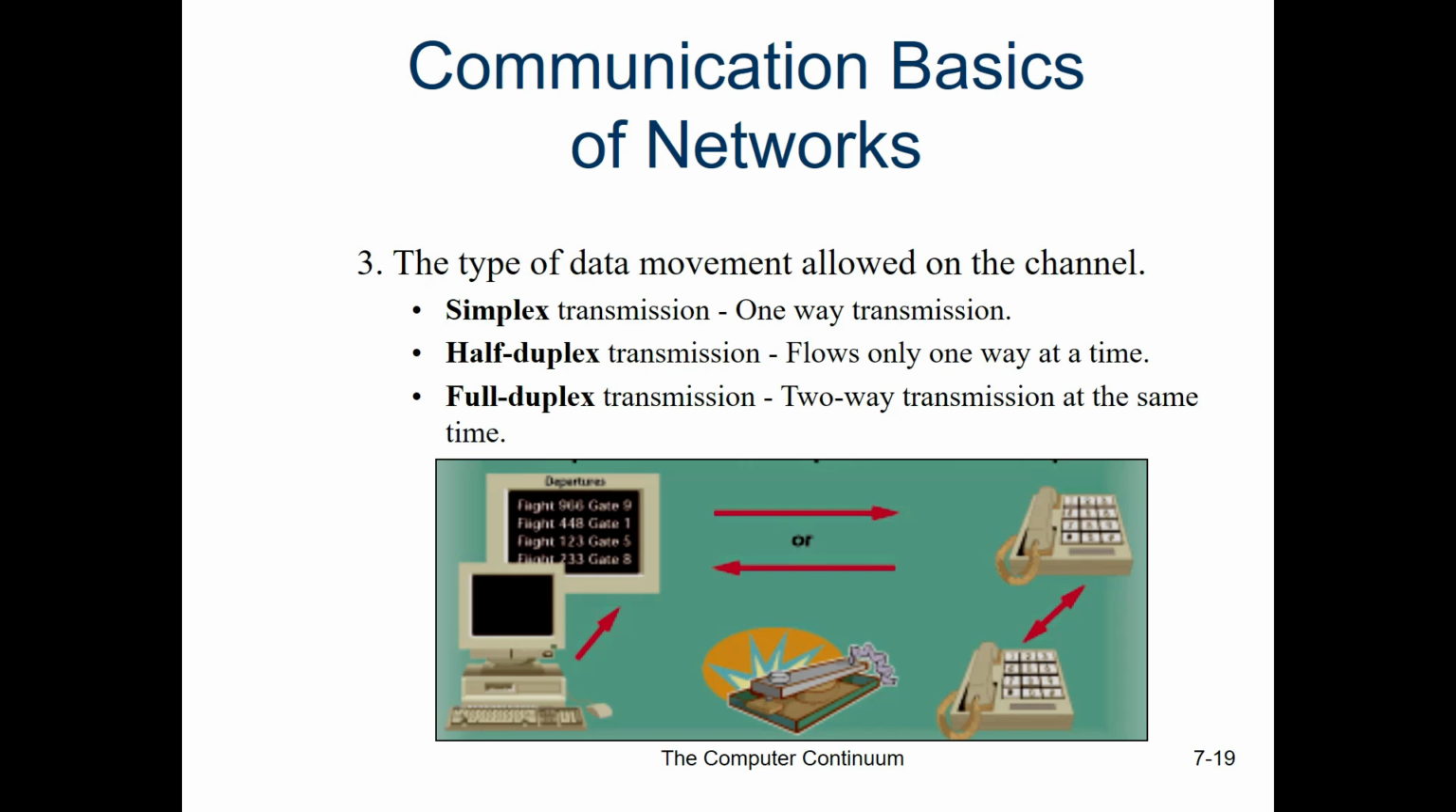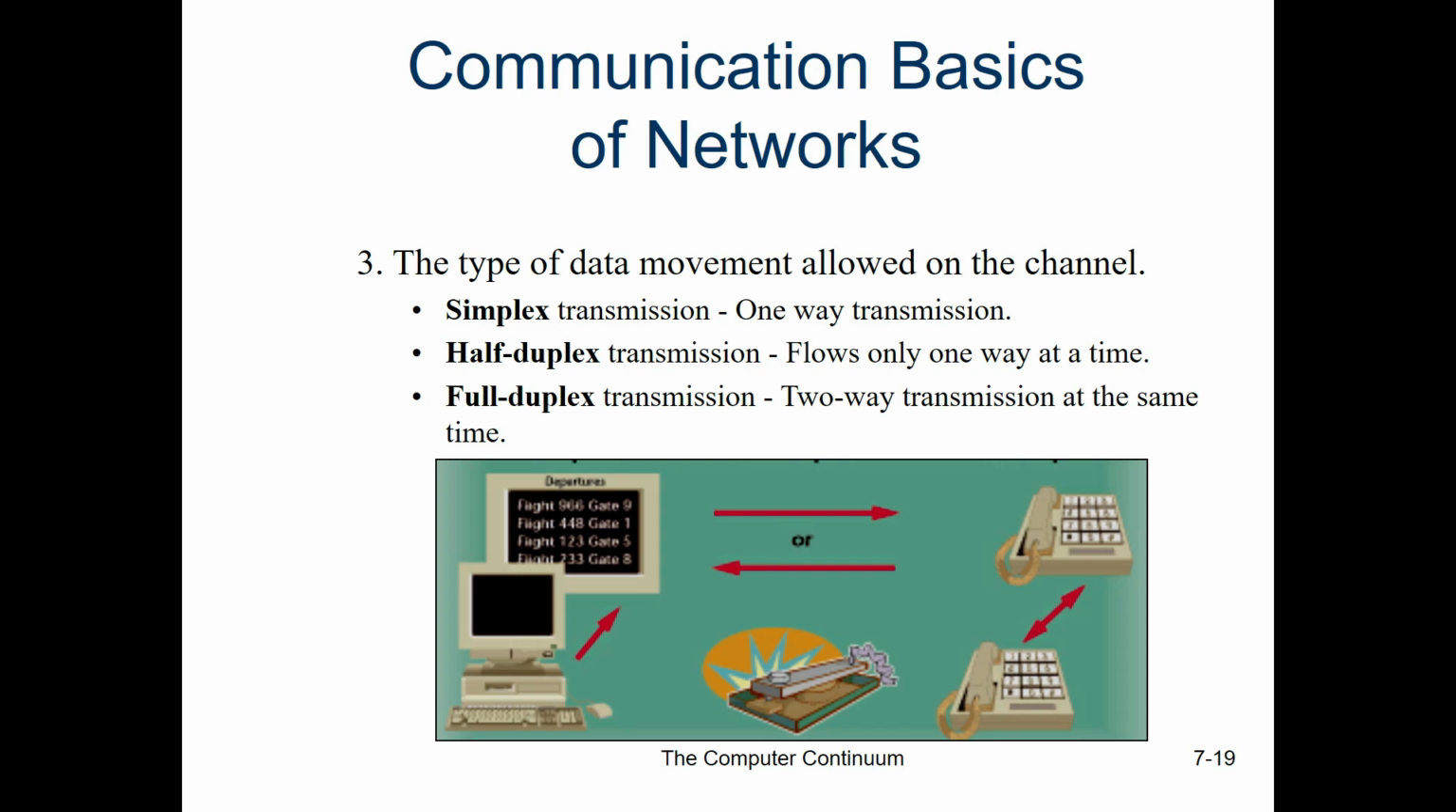Now the type of data movement allowed in the channel. What are the data movement types? The first one is simplex. In simplex there's only one-way transmission, like TV or cable. You're watching TV, and it's being transmitted from the TV channels and consumed by you. That's a one-way channel. You cannot talk back to your TV and all that.